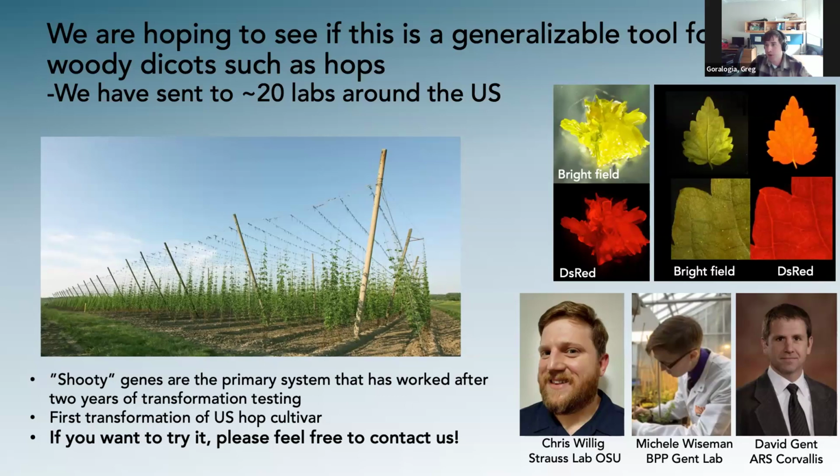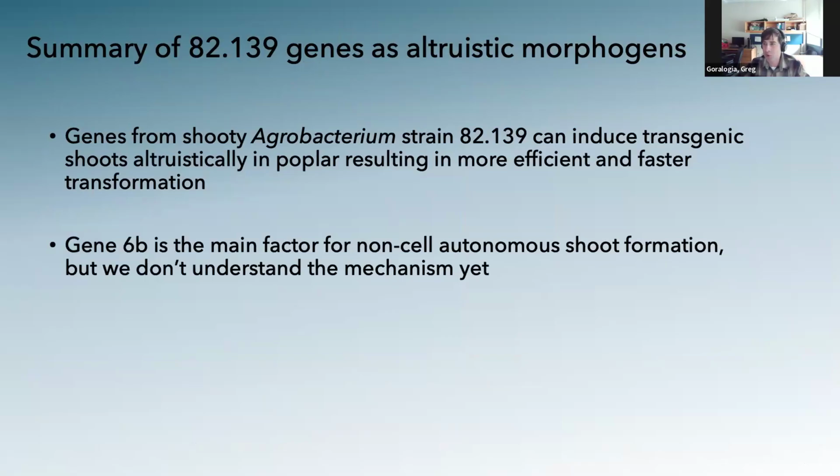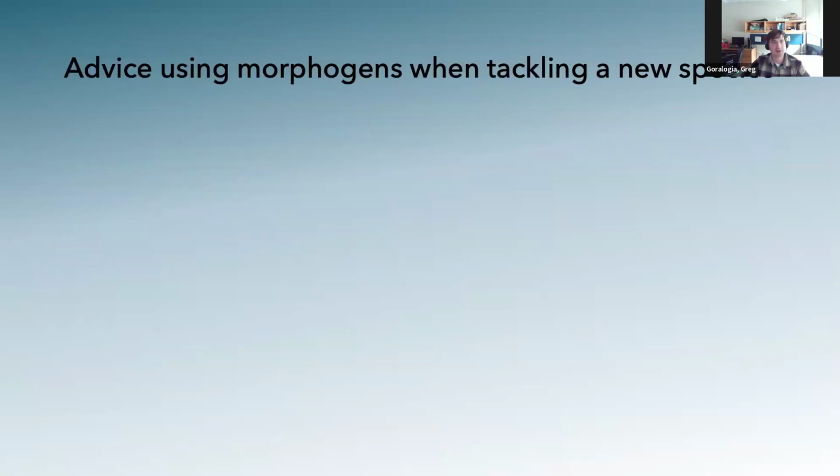If you want to try it, we're happy to share, and we should have a binary available on AddGene in the coming months. So in summary, these unique tDNAs from different strains can be useful in altruistic transformation in woody dicots. We still don't know how 6B is capable of this non-cell autonomous shooting effect, but we're excited to figure it out. And we hope that this might be a system in clonal crops because you don't integrate the morphogenic tDNA, and that's really critical in some of these species.